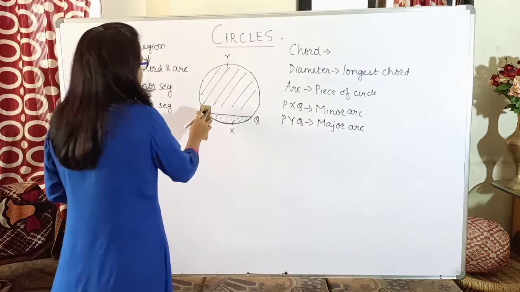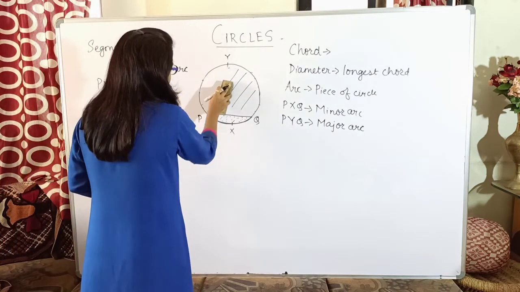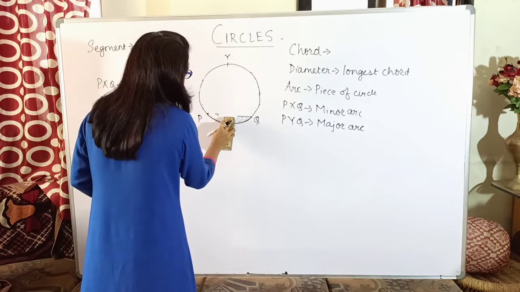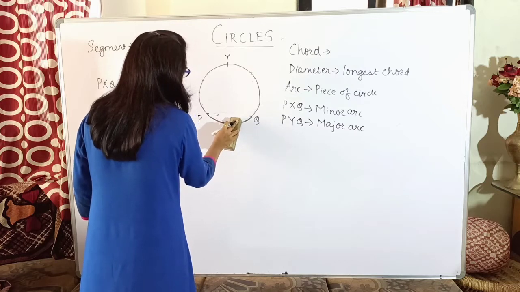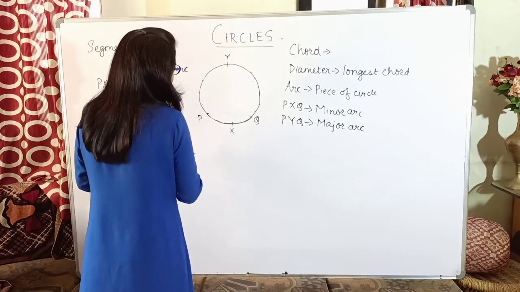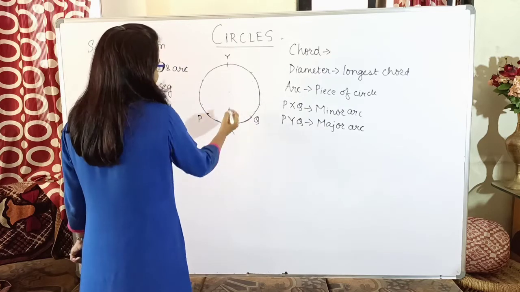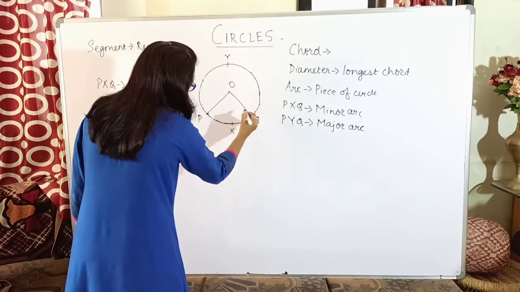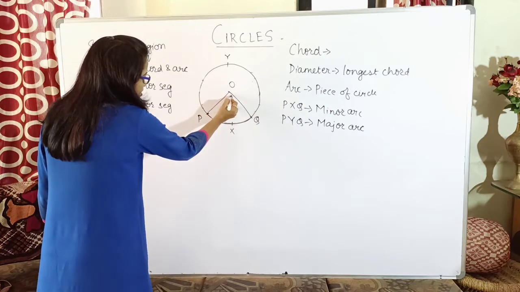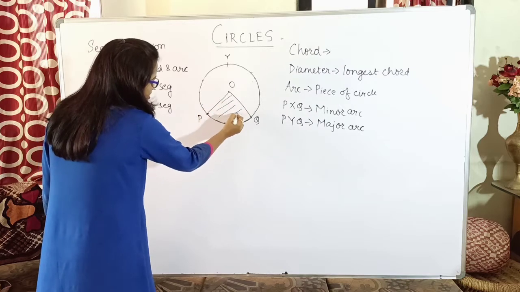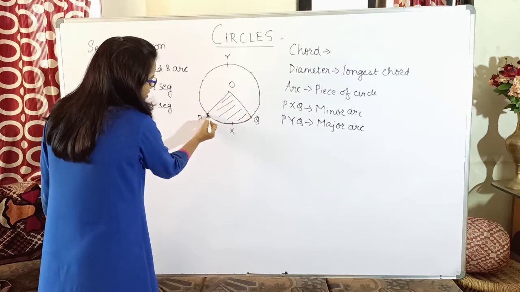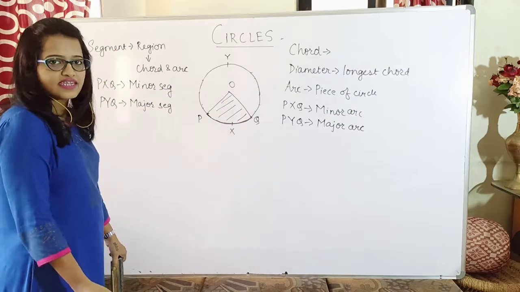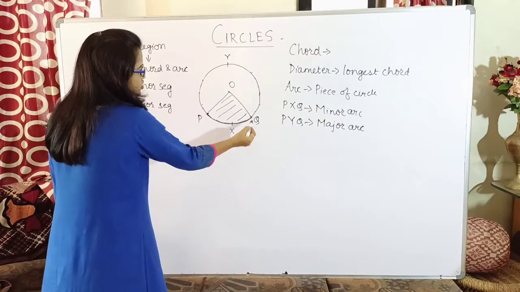What next? The next one is the sector. Now, what is the definition of sector? A sector is a region, again that is also an area which is covered between the arc and two radii. Suppose this is your center, and if I join OP and OQ, so as you can see, the area covered in this part between the arc and the two radii, this is called as a sector. So OPXQ is one sector.